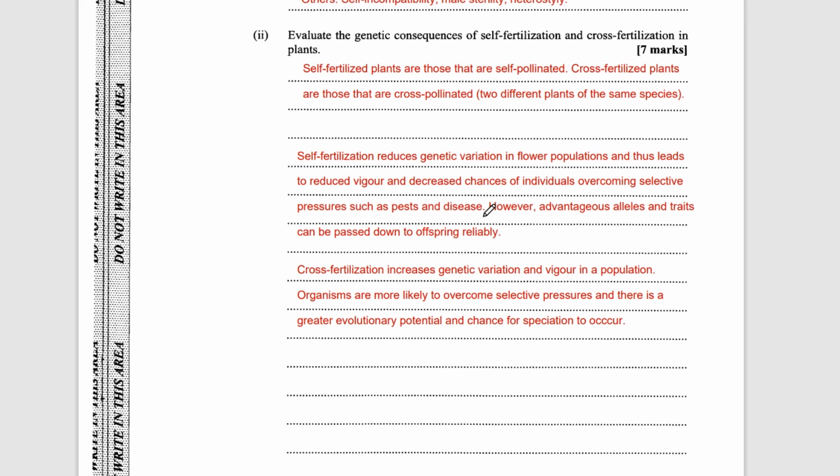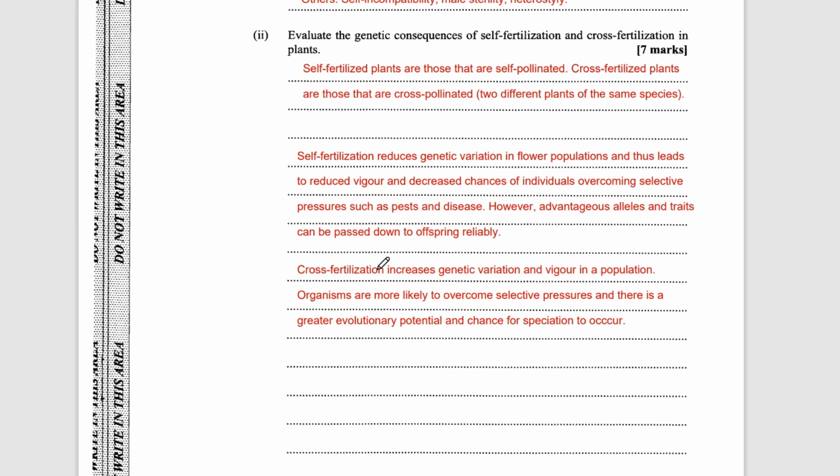Now, you would only really do self-pollination if the environment or the ecosystem is stable enough, or if it's a person who wants to sell some flowers and they have some bright petal flowers, and they would self-pollinate them because they want to keep the advantageous alleles and traits, which is the bright flowers, to pass down to the offspring.